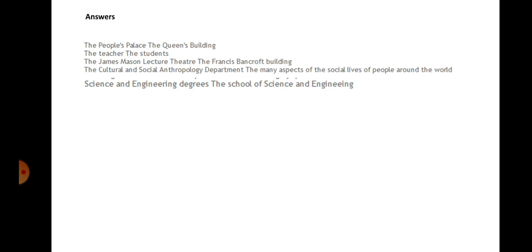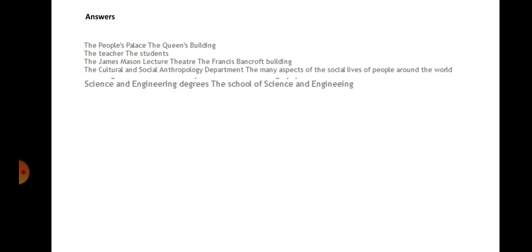Okay, here are the answers. I'll go through a couple of them with you now. So the idea here is that the word palace is a noun in and of itself, but the people's palace is your noun phrase because the words people's and palace go together to create a unit of meaning. It is the subject or the object of that sentence.